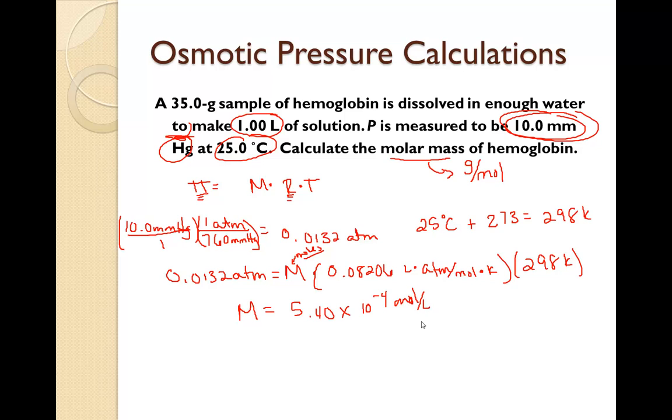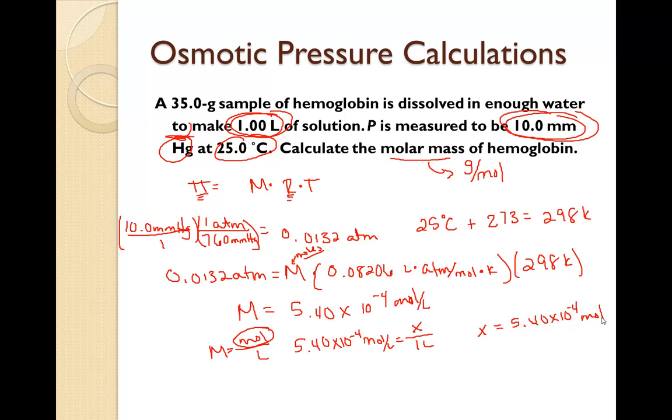From here, I know that the molarity equation is moles over liters. That means I can determine what the moles are. So I know what the molarity is. I'm trying to find the moles. The liters of the solution is just 1. Cross multiply, and I know I have 5.40 times 10 to the negative 4 moles here.